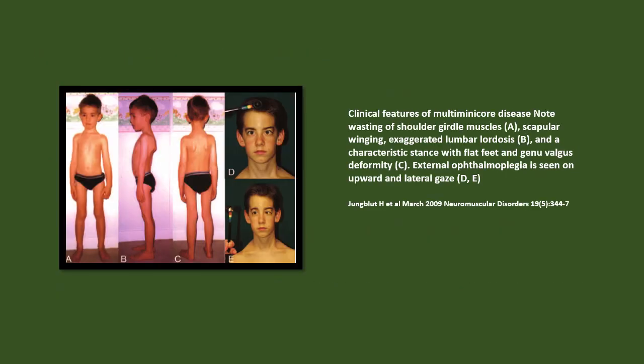This figure shows some of the clinical features of multi-minicore disease. These include wasting of the shoulder girdle muscles in A, scapular winging and exaggerated lumbar lordosis in B, and characteristic stance with flat feet and genu valgum deformity in C. External ophthalmoplegia is seen on upward and lateral gaze in D and E.